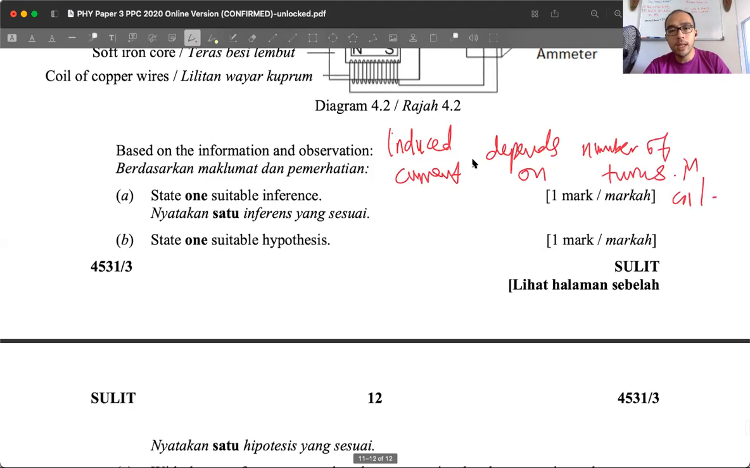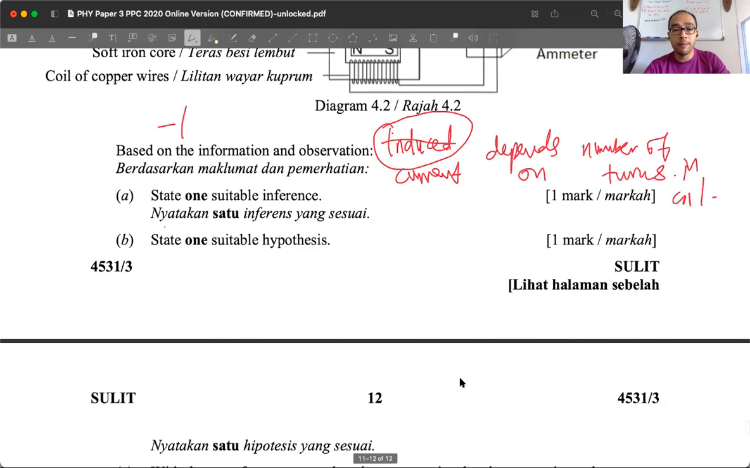Now, what if you didn't put the word induced current? What if you put the word current, which is the majority of the people who answered this, they put current only. Current depends on the number of turns of coil. For this time, what I will do is I will mark everything correct. But I will deduct one mark because you did not put the word induced. So your total marks, I will minus 1 because you didn't put the word induced, because everything after this is induced. Hypothesis is the bigger the number of turns of coil, the bigger the induced current.